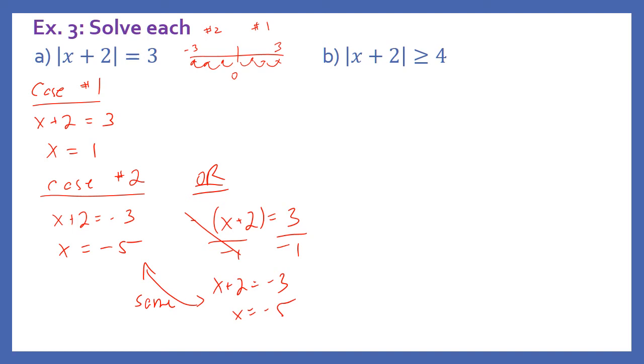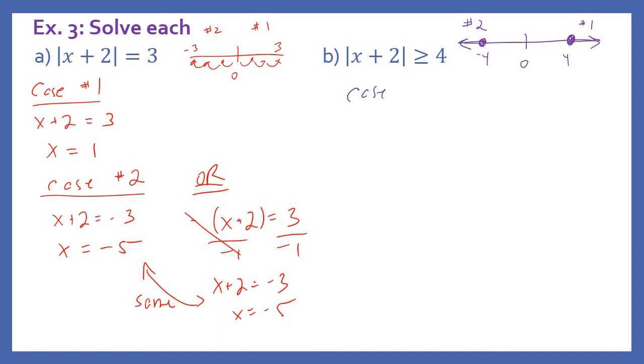B, we want a value of x, so x plus 2 has got to be greater than or equal to 4. In other words, it's got to be 4 or more away from 0. Again, if you want to think of this on a number line, 4 or more could be like our case number 1, and negative 4 going that way could be like our case number 2, more than 4 units away from 0.